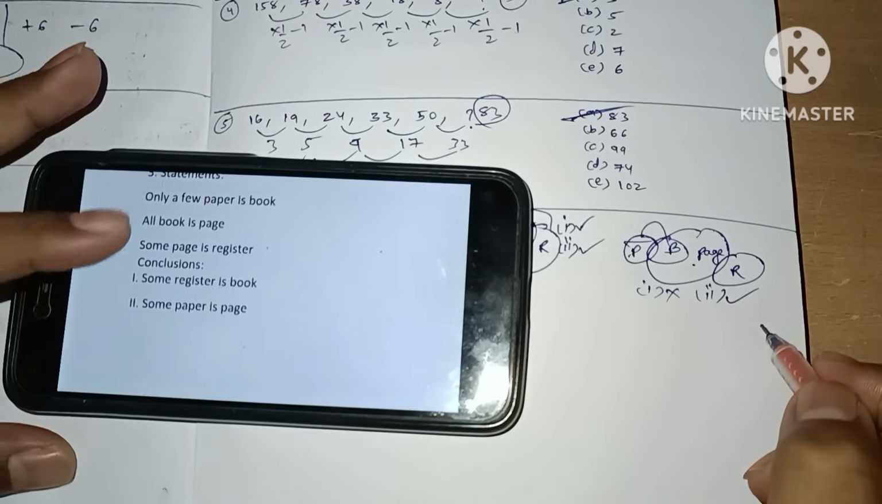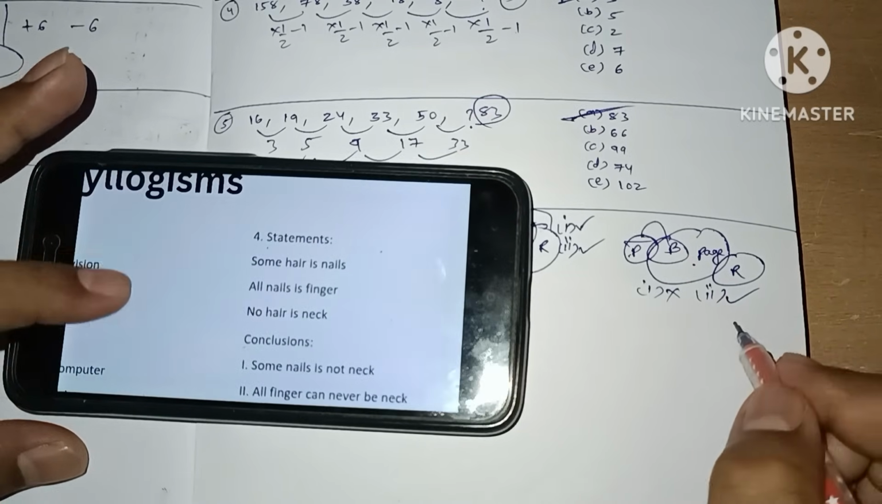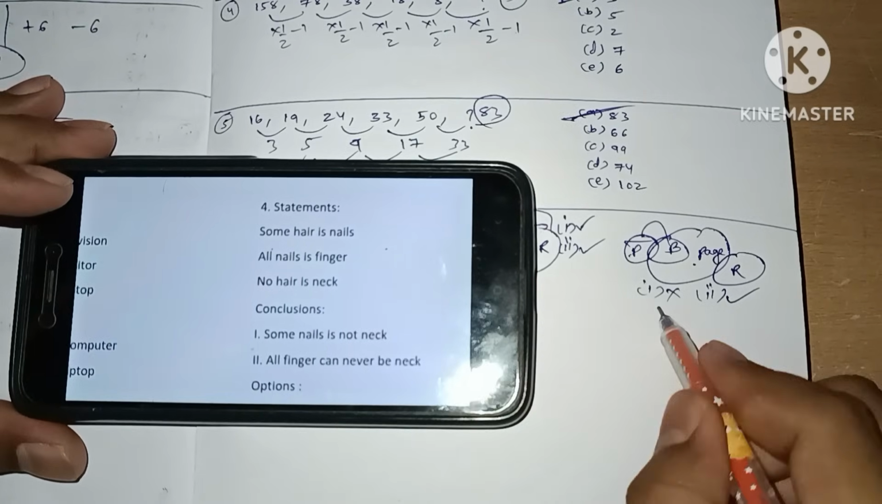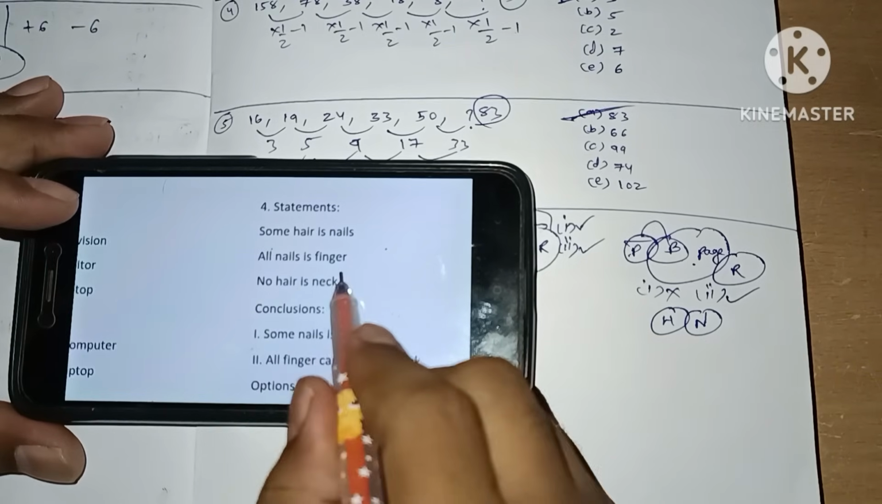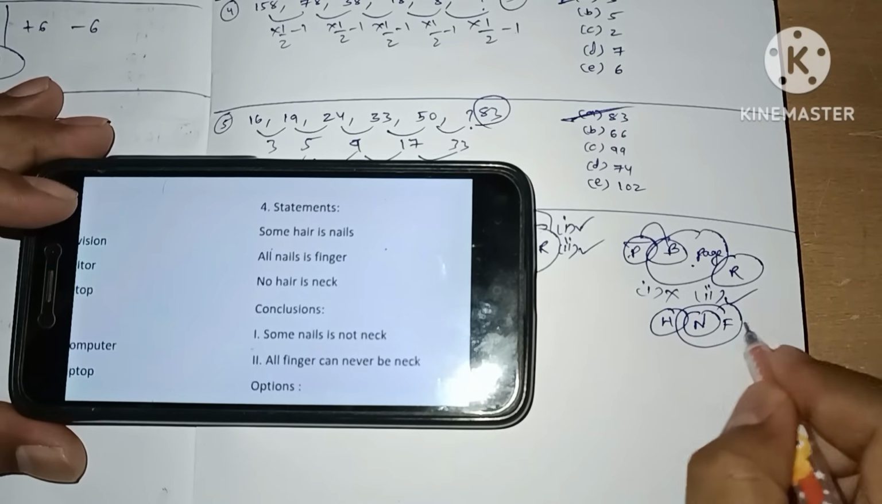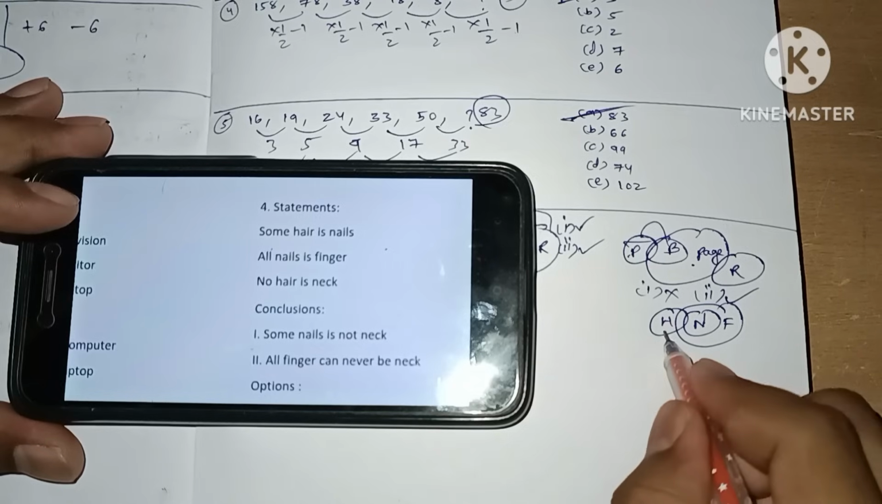Next, fourth question. Some hair is nails. Next, all nails is finger. No hair is neck.